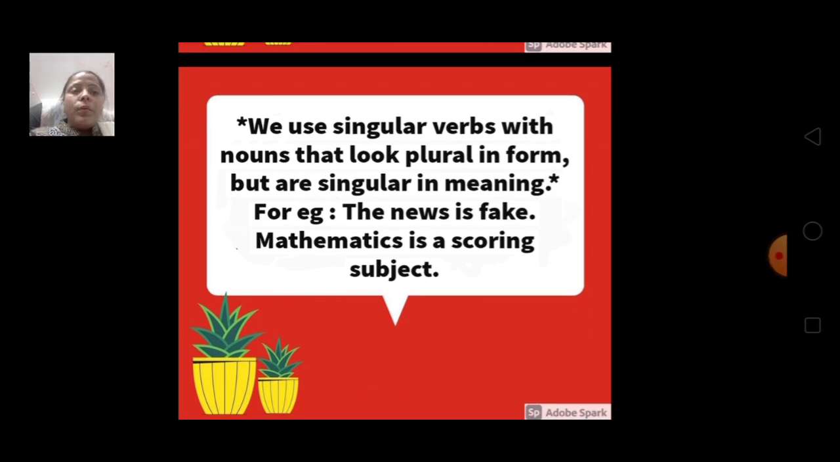We use singular verbs with nouns that look plural in form but are singular in meaning. For example, the news is fake. Alright, news is a word which is said news only. It is singular in meaning, but because of S, it looks plural. So, with these types of words, we use the singular verb only. Mathematics is a scoring subject. Here also, mathematics is singular in meaning. That's why we have used a singular verb.